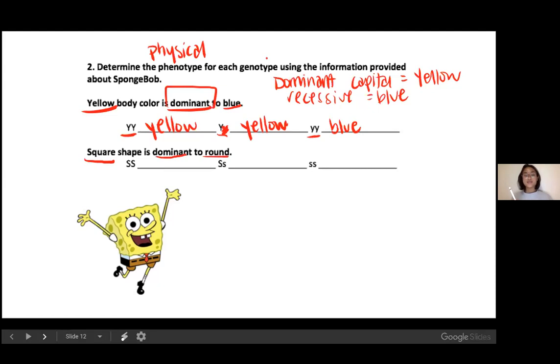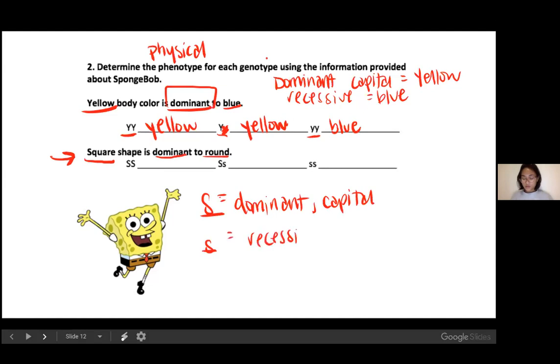Now, go ahead and try to see if you know whether square is dominant to round. In this problem set, the square shape is dominant. So that means that square shape is going to be capital, and then little s is going to be recessive. It's going to be little. So go ahead, try big S, big S. So that shows you a homozygous dominant trait. That means that he's going to be square.